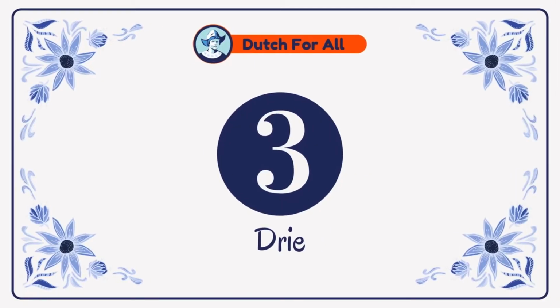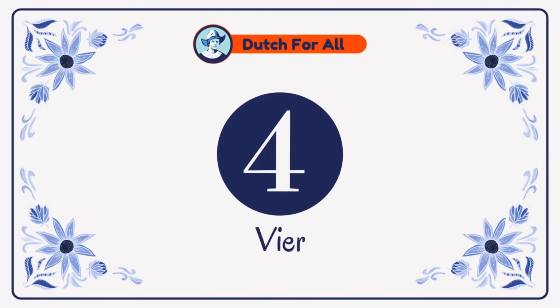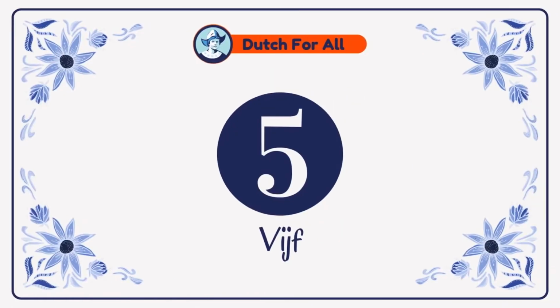3. 3 in Dutch is drie. 4. 4 in Dutch is vier. 5. 5 in Dutch is vijf.